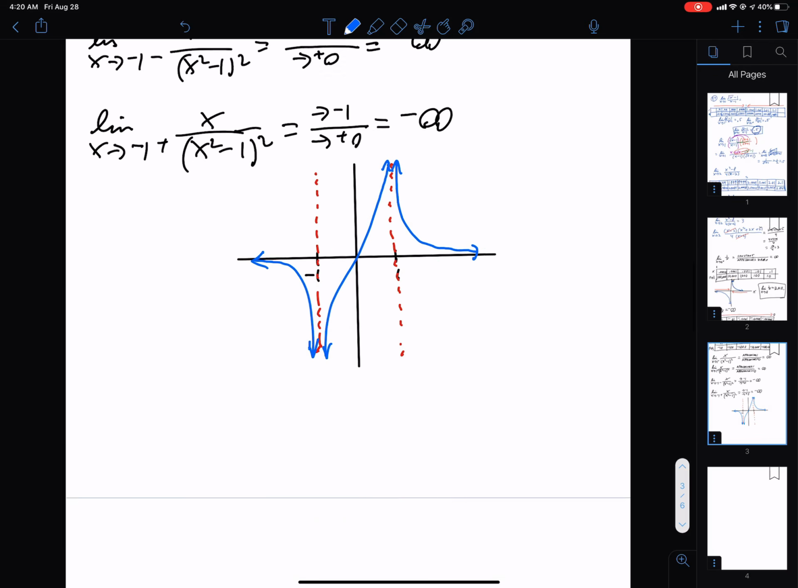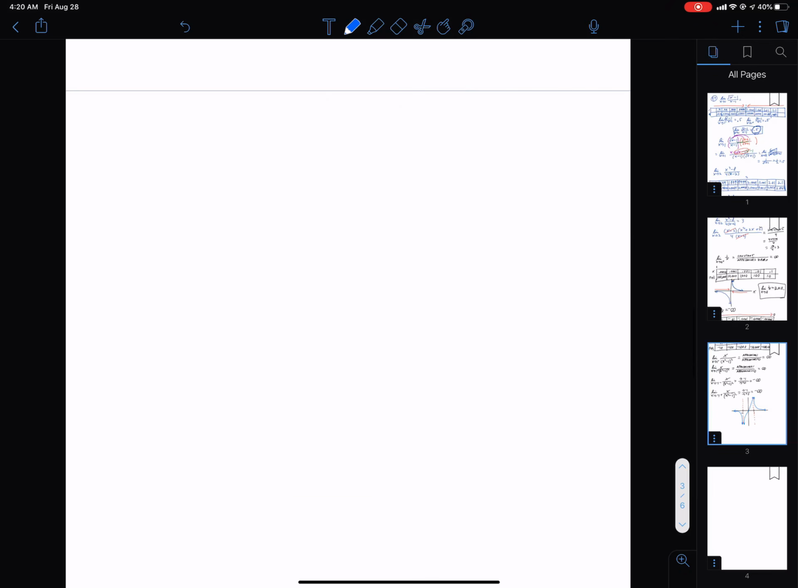Now we're going to talk about, and we have a definition. So this is something that you'll be quizzed on. This is something you have to memorize. This is something you have to know. So definition of vertical asymptotes.